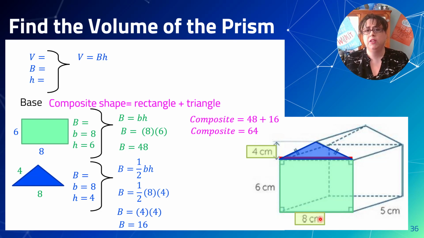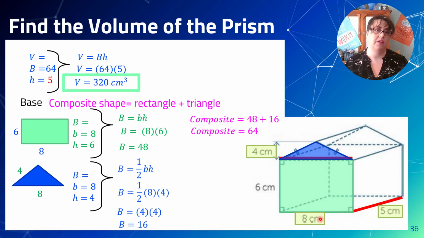So just because something looks a little more confusing doesn't mean we throw up our hands and say, oh my goodness, I don't know what to do with it. We take a step back and we say, what would I have done before? So we know the base area. The base area is 64. Now it comes to the height. Remember, the height's going to connect up those two congruent parallel faces. So what connects those up but 5? So now we substitute those in. 64 times 5 is 320 centimeters cubed.